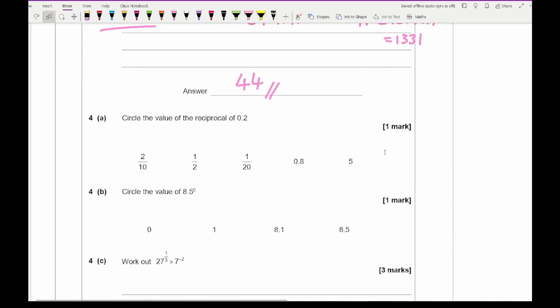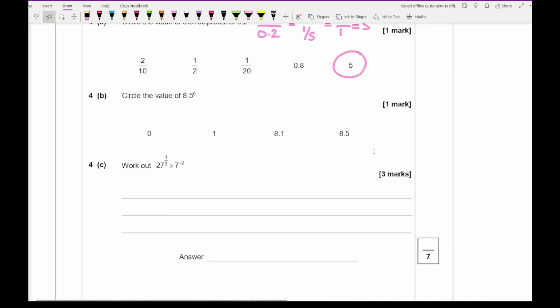Then moving on to 4a, it says circle the value that is the reciprocal of 0.2. So reciprocal is, if I write that as a decimal, I get 1 over 0.2. Now 0.2 is going to be 2 over 10, which is 1 over 5. So if I'm then doing the reciprocal of a fraction, I basically flip the fraction, so it becomes 5 over 1, which is just 5. So I want to circle that last option.